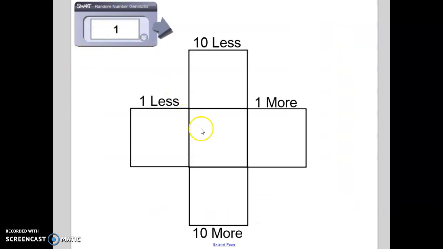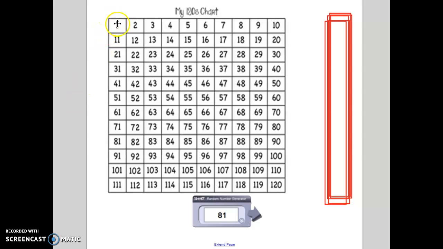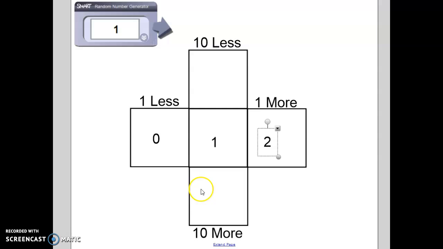All right, let's get our number 1. Oh my word, could this be any easier? What's 1 less? 0. What's 1 more? 2. We're going to skip 10 less. Let's look back. We were just counting that. What's 10 more? 11.